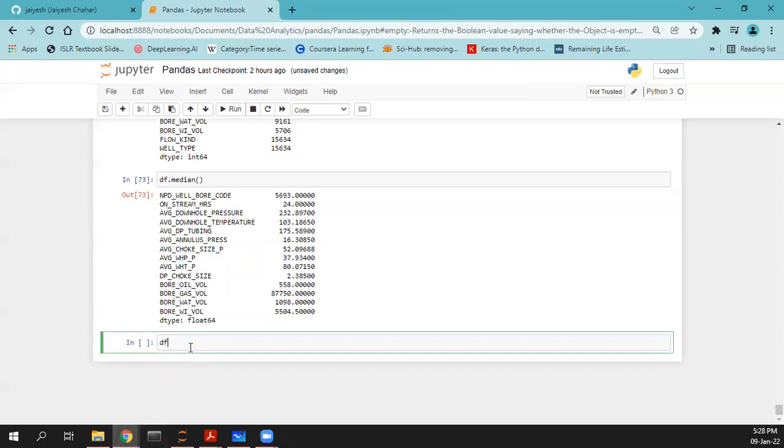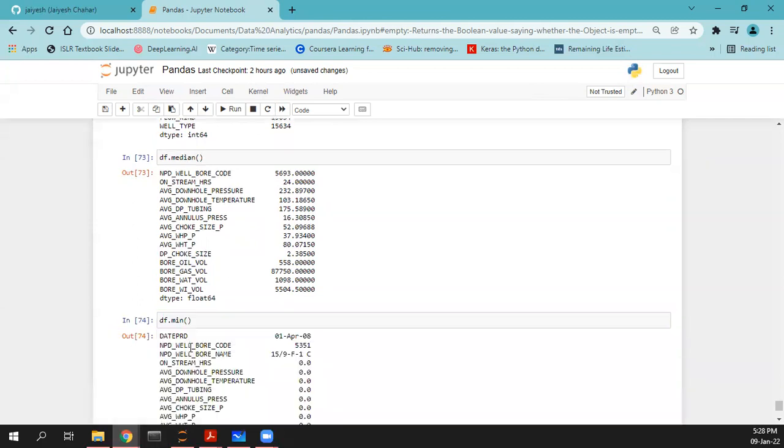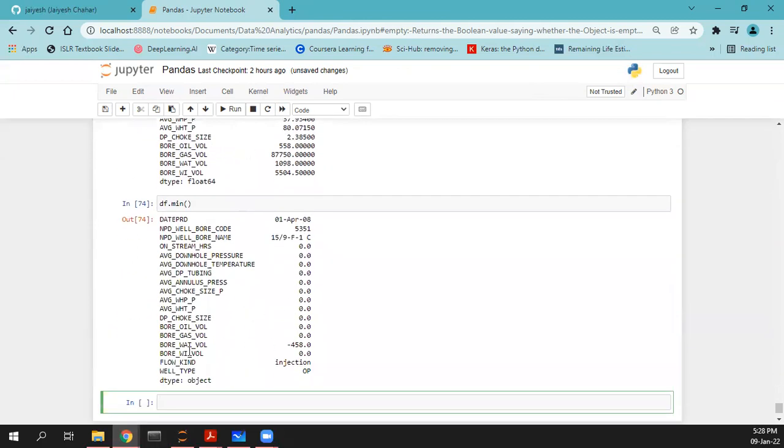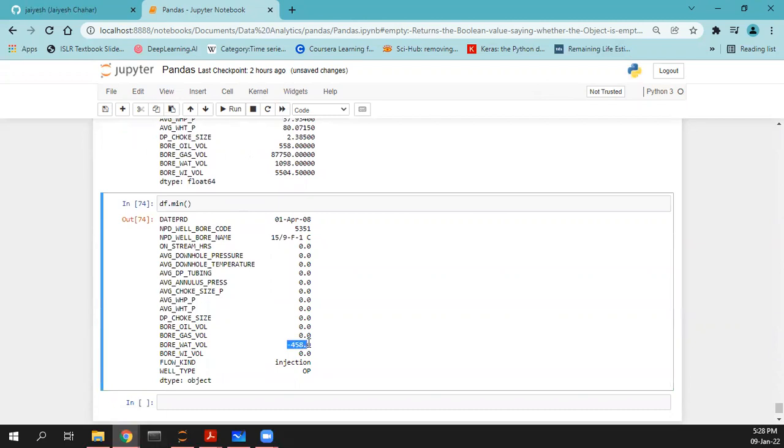So this is median. Next is the minimum value. From here we can get the minimum value. Here you can see bore water volume is minus 458. This may be an outlier because it is not possible to produce a negative volume of water. Sometimes these things happen. This can be because of some sensor error or some human error. For example, if someone is inputting the data values, he may have mistakenly added this negative sign. So this is because of some error. So this is an outlier.